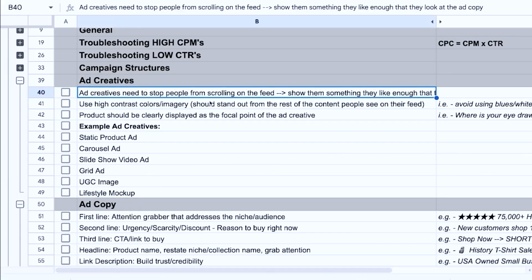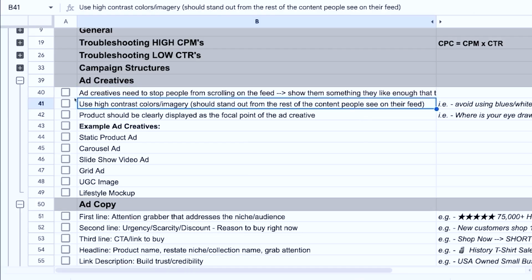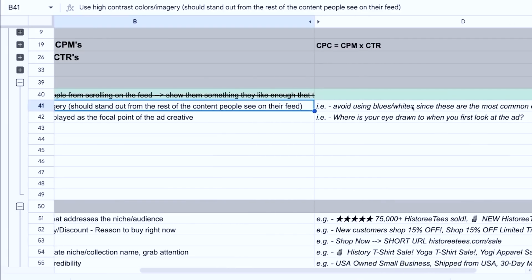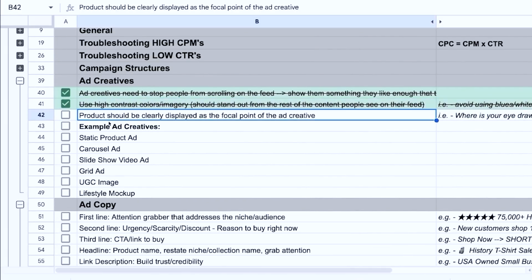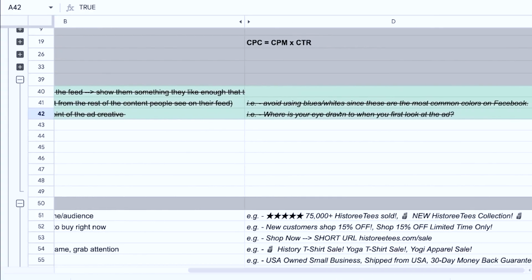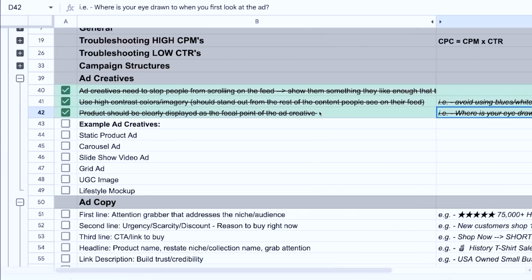Then ad creatives. So ad creatives, a couple of notes is they need to stop people from scrolling on the feed. So i.e. show them something that they like enough that they then look at the ad copy. We want to use high contrast colors, should stand out from the rest of the content people see on their feed. So avoid using blues / whites since these are the most common colors on Facebook. Product should be clearly displayed as the focal point of the ad creative, i.e. where is your eye drawn to when you first look at the ad.